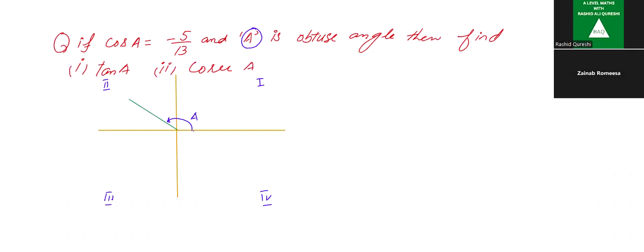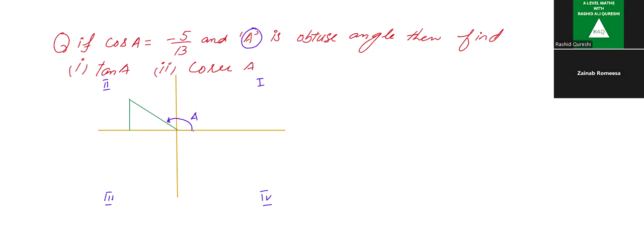Now you have to draw a right angle triangle, because whenever sine, cos or tan is given, the ratio is always possible with the help of a right angle triangle. So you have to draw a triangle in such a way that the base must be on the x-axis. So the base will be just like this one. You have to draw this triangle. So this is the right angle triangle.